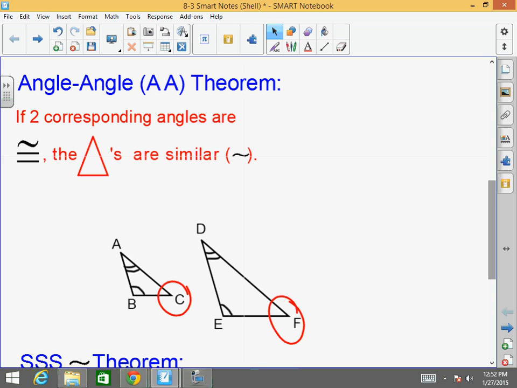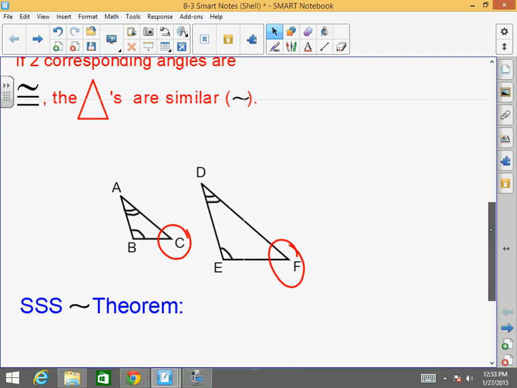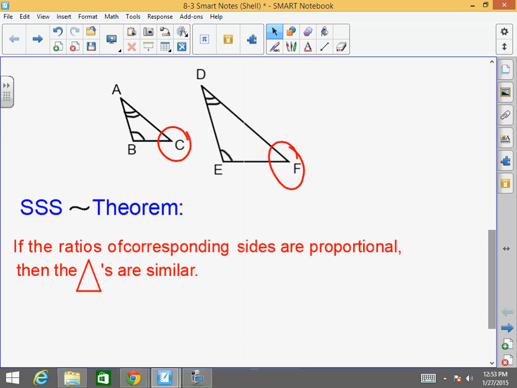Now the next one we're going to learn is the triple S, side, side, side. Now, some of you may say, whoa, wait a second, Mr. Morrow, SSS, that's a congruency postulate. That's a congruency theorem. Yes, it is. But this is tweaked a little bit, okay? The side, side, side congruency postulate states that if corresponding sides are congruent, then the triangles are congruent. The side, side, side theorem for similarity states it a little bit differently.